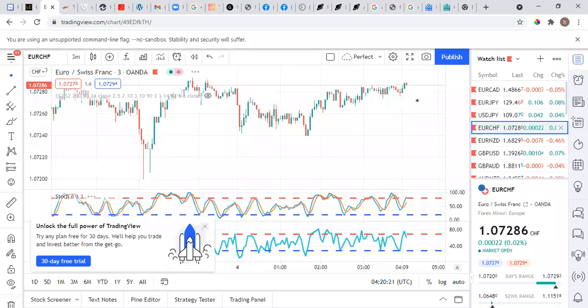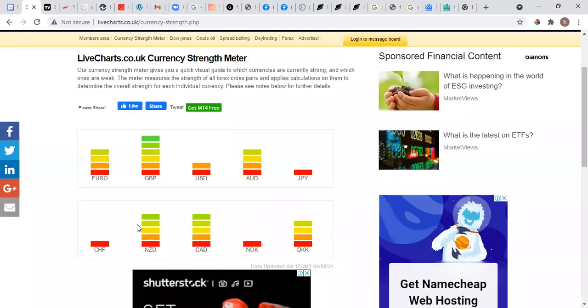Okay, so you can see that it's going up. It comes down a little, it goes up, but it's going up more than it's going down. So it's an uptrend. That's what you use your currency trend meter for. So it's very important.